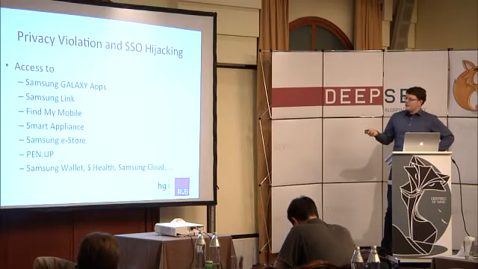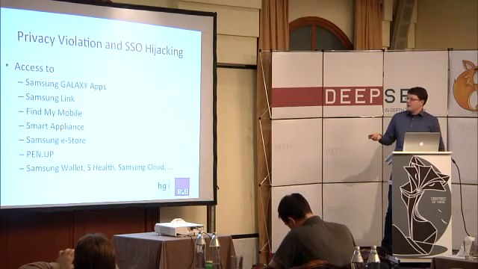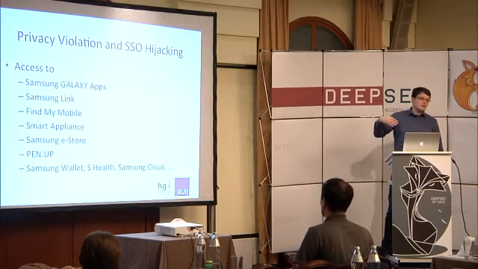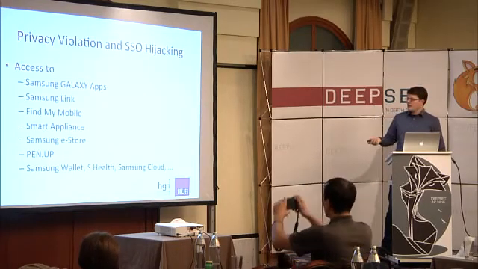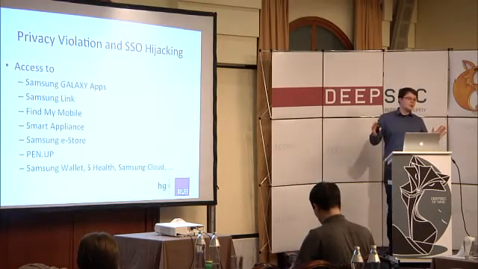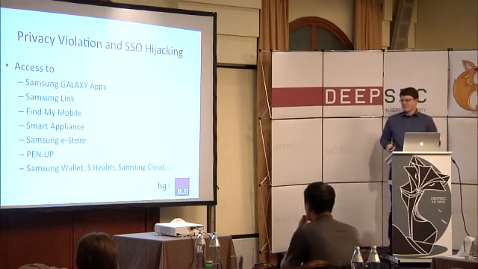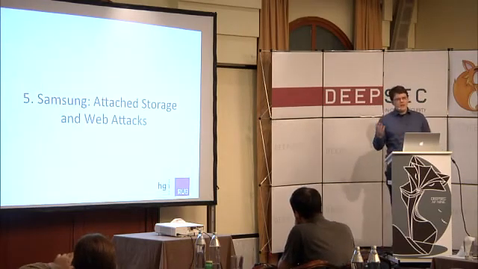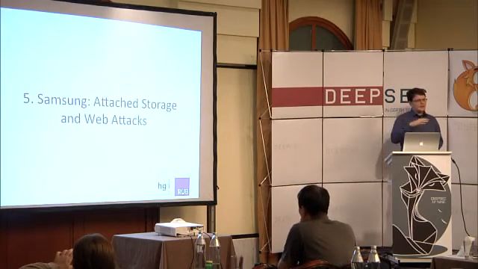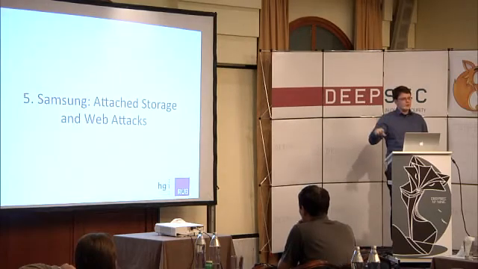And what's in there is, as I already said, the Galaxy apps, Samsung Link, Find My Mobile, so you can see where your victim is right now. Smart appliances, Samsung eStore Pen App, Samsung Wallet, so there are stored credit card data and coupons and such things. Health, the Samsung Cloud, so all of the things which are connected with Samsung, because Internet of Things is cool and Samsung makes it in a right way. So, and we thought, okay, the situation is really, really bad in the case of Samsung because of this finding, and we look a little bit deeper on Samsung Smart TVs.